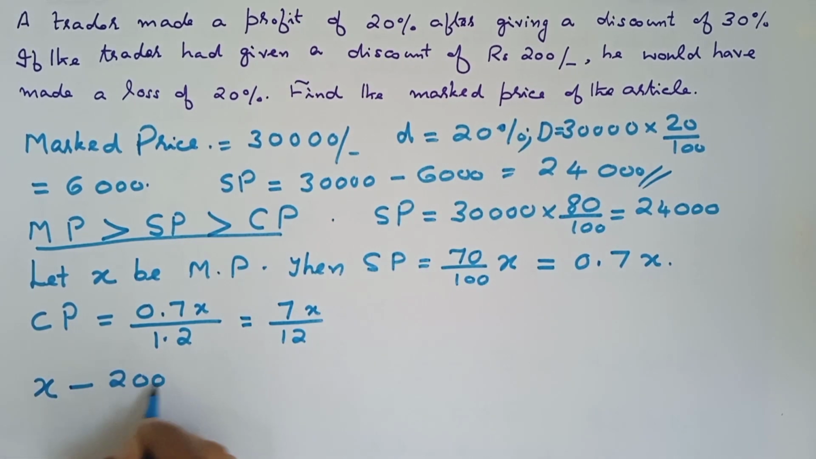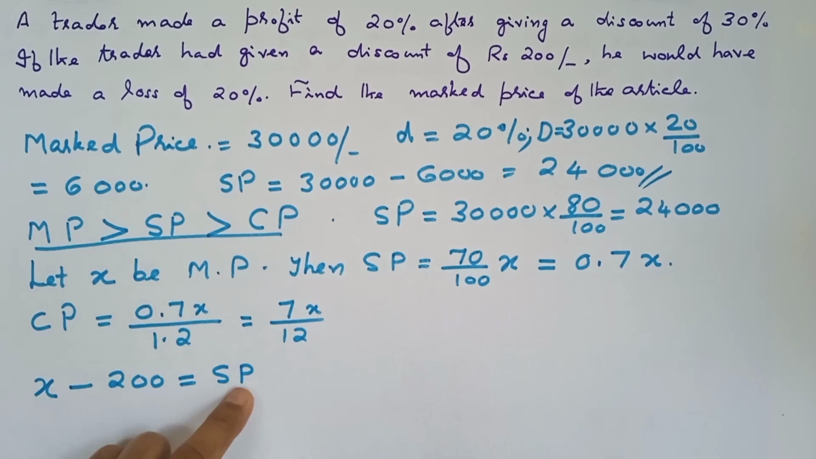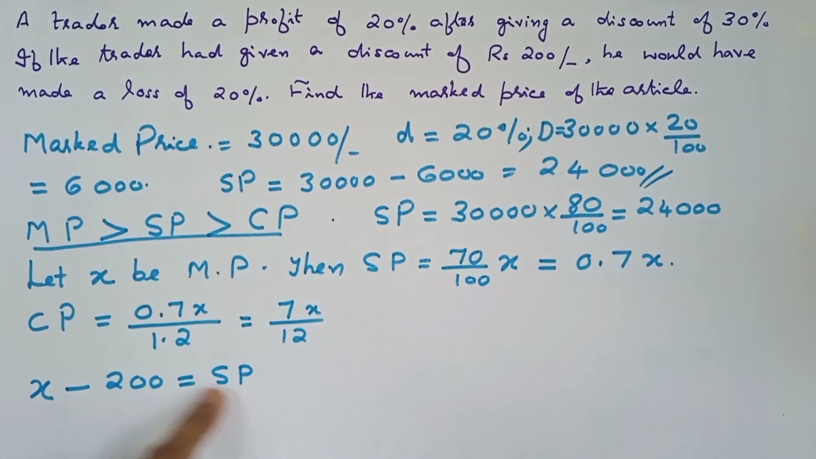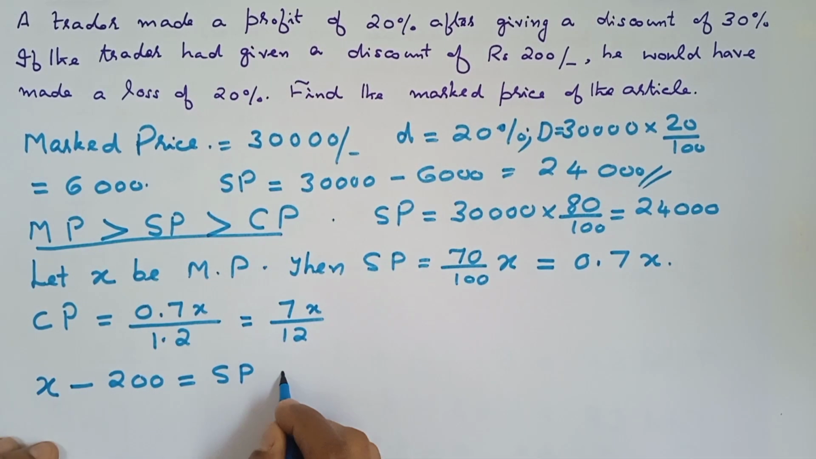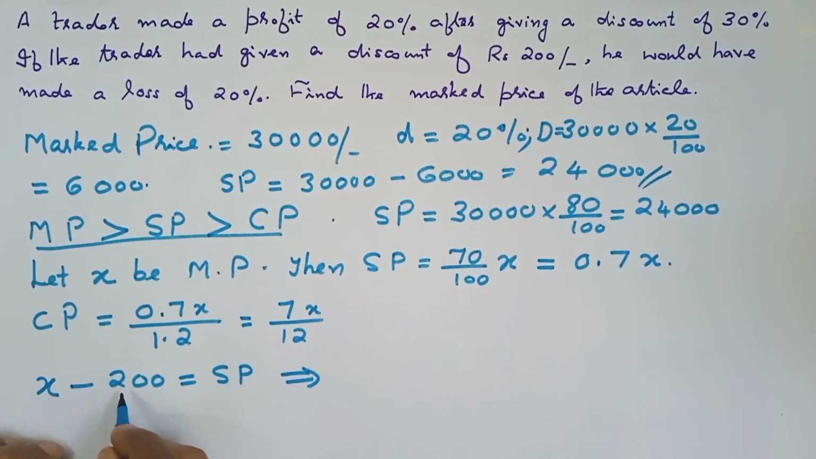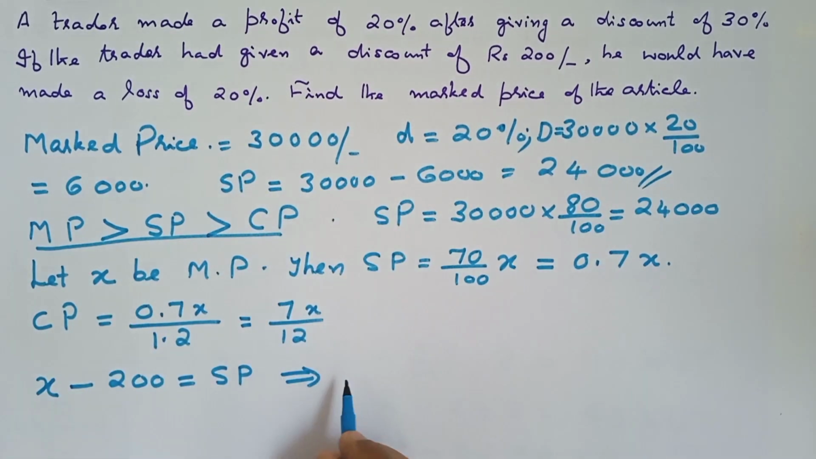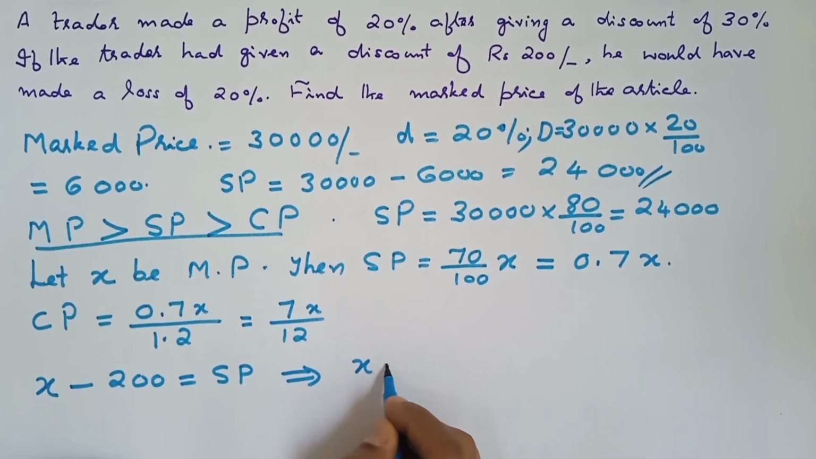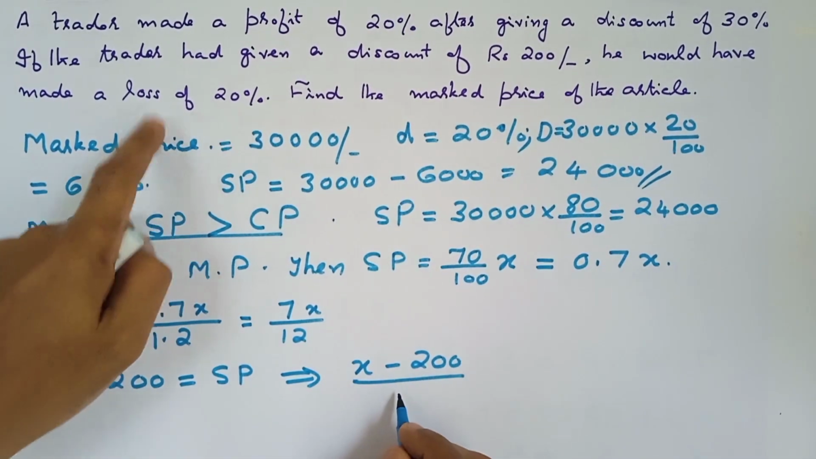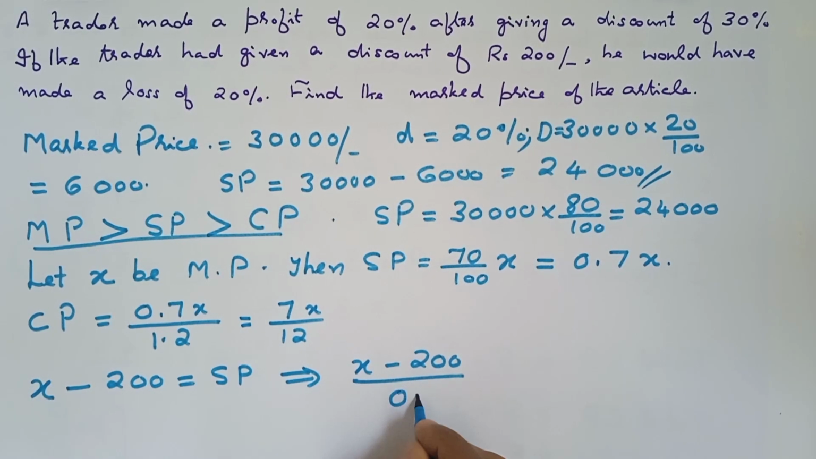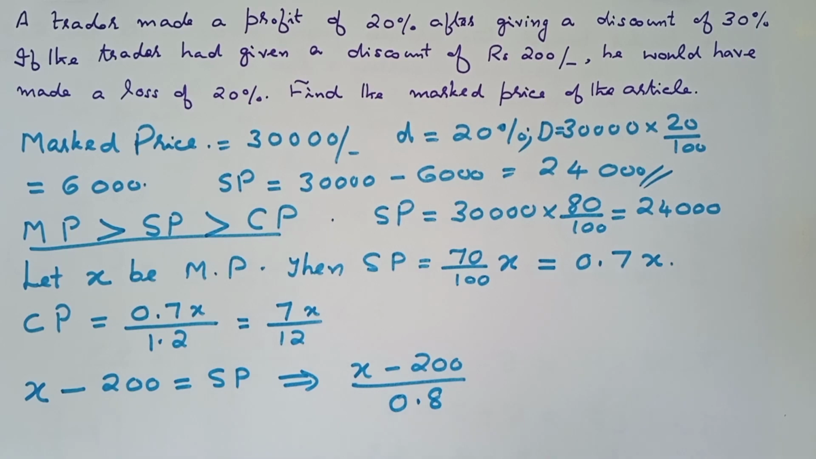200 rupees discount is allowed, means this will be the new selling price. And for this selling price, he incurs a loss of 20%. From this selling price, which is X minus 200, how do you arrive at the cost price? Selling price divided by 0.8. See, 20% loss means you divide selling price by 0.8.